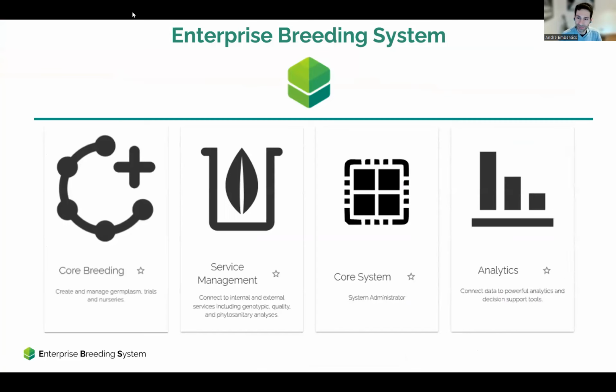Thank you, Andre, and thank you for the opportunity to speak to all of you today about the Enterprise Breeding System. I'll be trying to provide a little bit of an overview of the functionalities. As Andre mentioned, it's designed to be a comprehensive system to support the needs of breeding networks. And to do this, the EBS is composed of 4 different domains that you can see here: core breeding, service management, core system, and analytics. In the interest of time today, we'll be focusing primarily on showing some of the features that are available in the core breeding domain, perhaps with a hint of analytics if time permits.